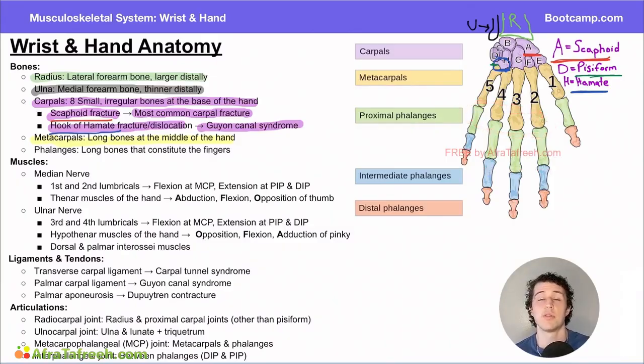And so if there's an injury from punching something that we weren't supposed to punch, then our metacarpals are at risk of being fractured in that injury. And lastly, we'll talk about the phalanges, which are the long bones that will constitute our fingers. So you can see that most of our fingers will have a proximal, intermediate, and distal phalanges, except our poor little thumb will only have a proximal and distal phalanges.